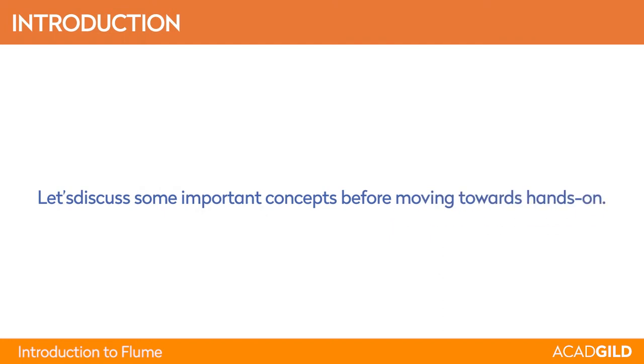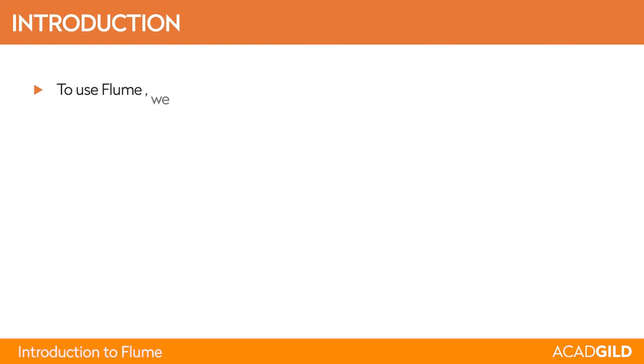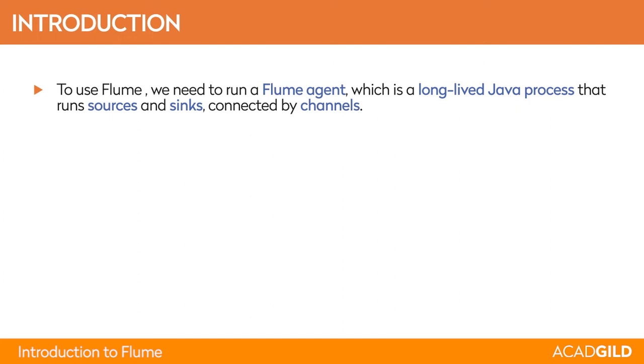Let's discuss some important concepts before moving towards hands-on examples. First of all, there is a Flume agent, which is a long-running Java process. This is the agent which checks for new data and then transfers the data to the destination, which is usually HDFS. One Flume agent has three important components with which it is connected. The first one is the source. The other is the sink, and finally the channel.